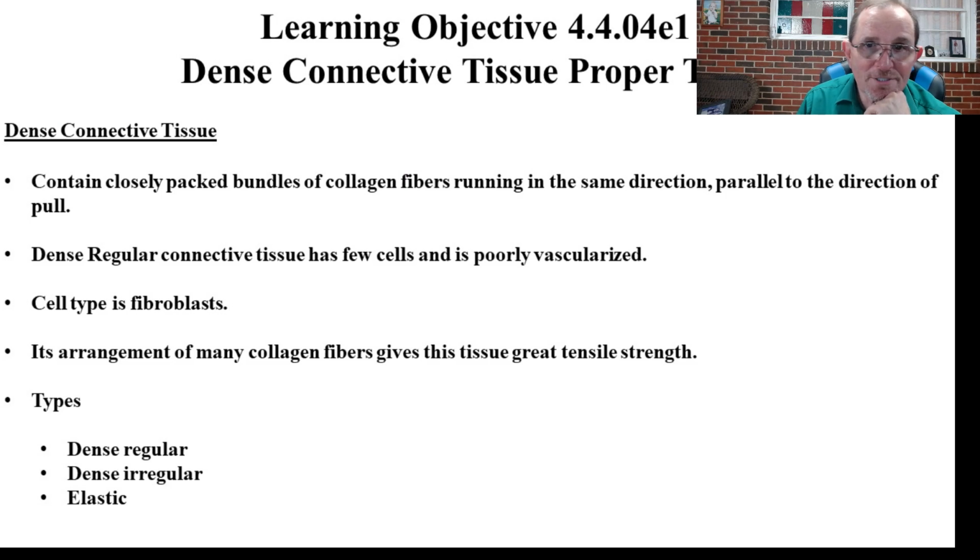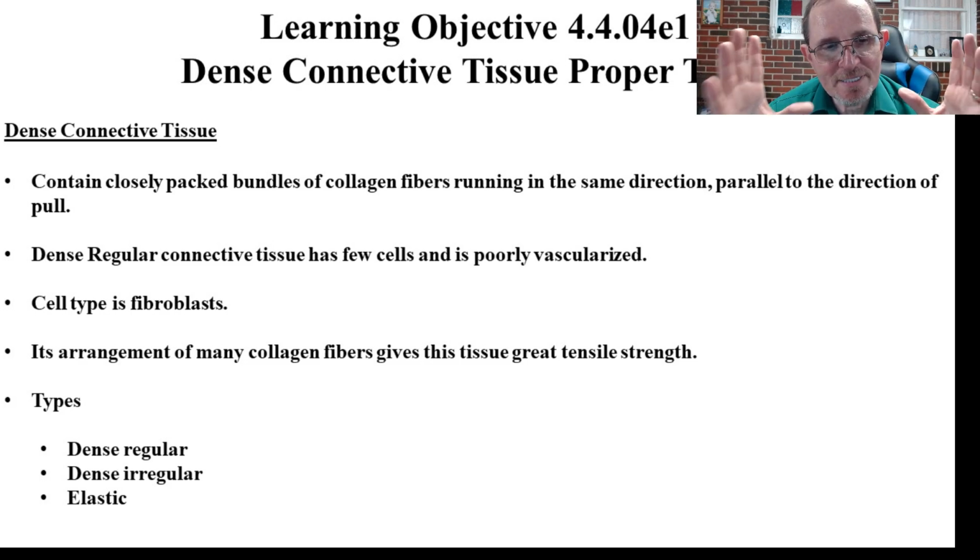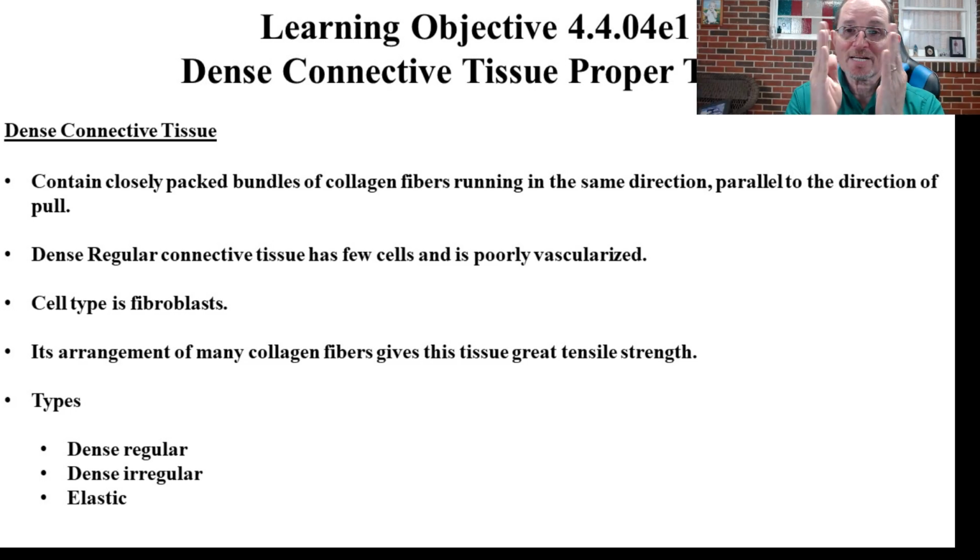So now we go to our dense connective tissues. These guys are not going to have a lot of cells. They're going to have a lot of fibers. Matter of fact, if you remember, the epithelial tissue was a bunch of cells connected together. These guys are going to be a bunch of fibers that are connected and very close to each other. As far as running in the same direction, that depends on which type.